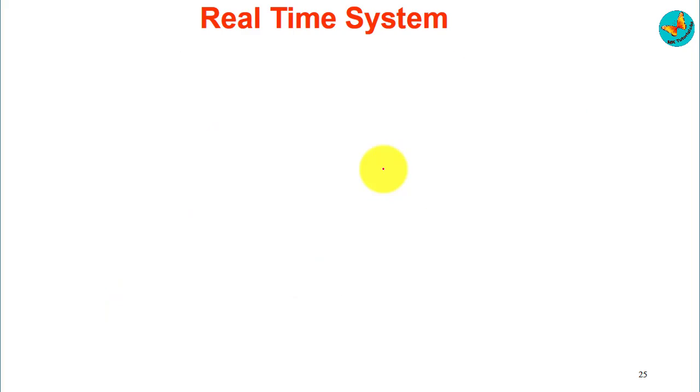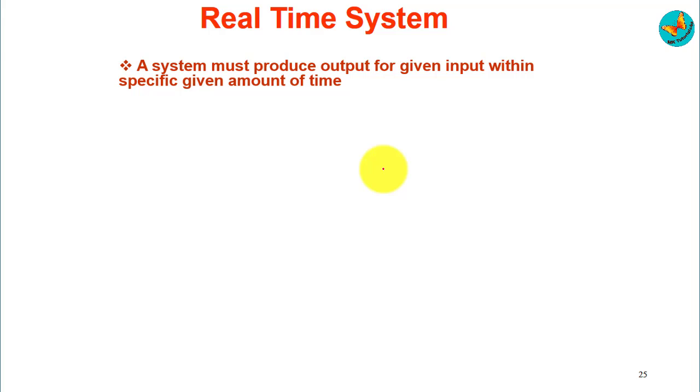So this was all about the batch operating system. Now the next operating system that we are going to discuss is the real-time operating system. As the name suggests, this particular operating system has to produce the output within a specific amount of time, meaning within a finite amount of time the system has to produce the output.